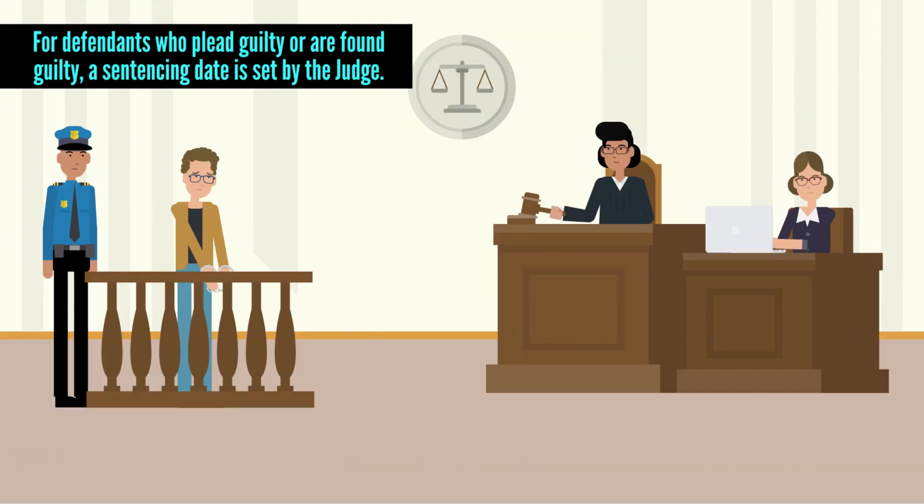Sentencing. For defendants who plead guilty or are found guilty, a sentencing date is set by the judge. In felony cases, sentencing typically occurs approximately 30 days after the change of plea or guilty verdict. Before sentencing, the court requests a pre-sentence report from the Maricopa County Probation Department, specifically for felony cases.